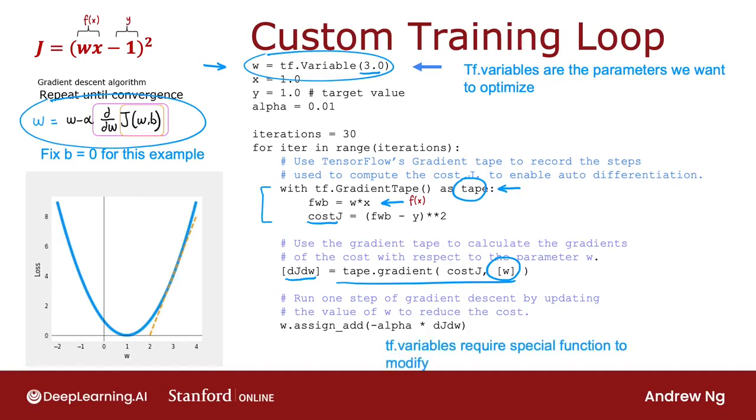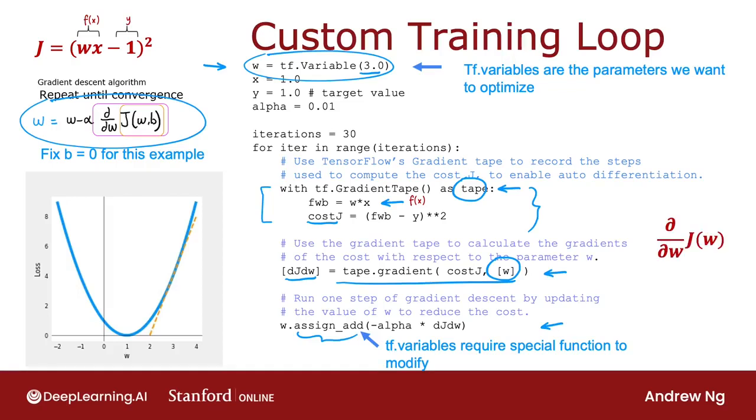TensorFlow variables require special handling, which is why instead of setting w to be w minus alpha times the derivative in the usual way, we use this assign_add function. But when you get to the practice lab, don't worry about it. We'll give you all the syntax you need in order to implement the collaborative filtering algorithm correctly. So notice that with the gradient tape feature of TensorFlow, the main work you need to do is to tell it how to compute the cost function j, and the rest of the syntax causes TensorFlow to automatically figure out for you what is that derivative.